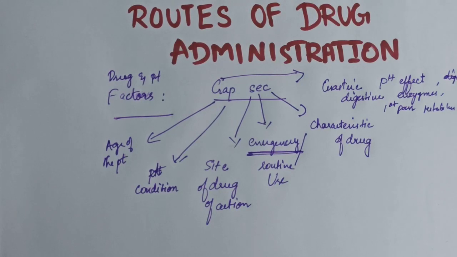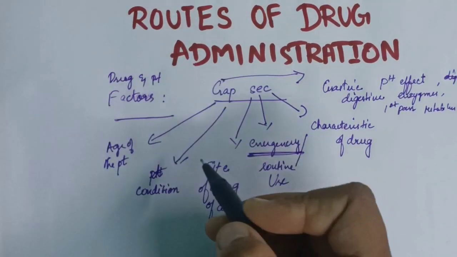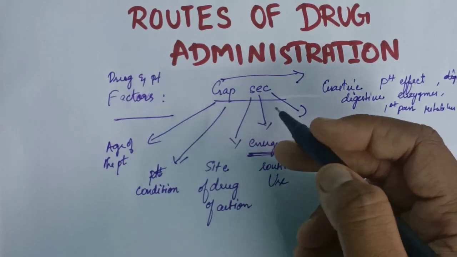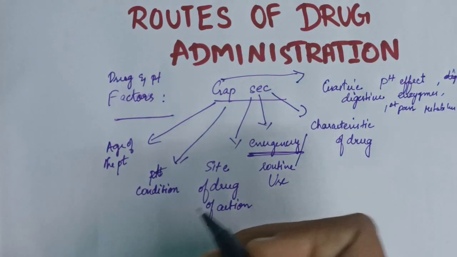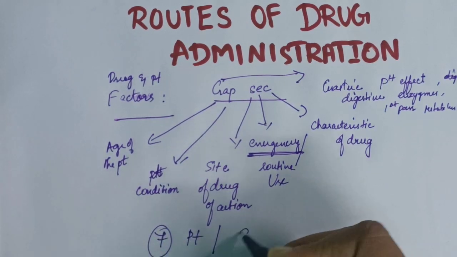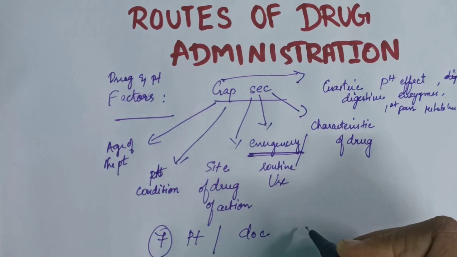Above all the 6 factors, one more factor is there. Totally I have written 6 factors, right? Beyond the 6 factors, you have one more factor too. That is the patient or doctor preference or choice.